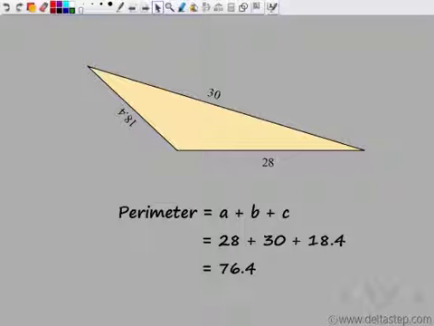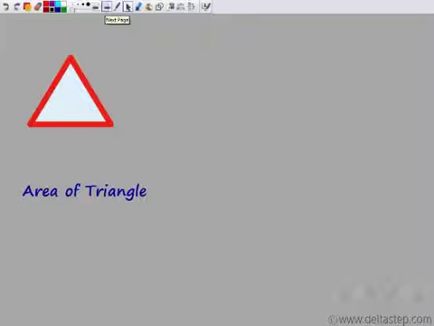The second task at hand is to find how much chart paper he needs. The chart paper he needs, say the yellow region, is the region inside the triangle, that is, the area of the triangle. So how would you find the area of a triangle? We have this triangle and we want to find its area, the white region inside it.